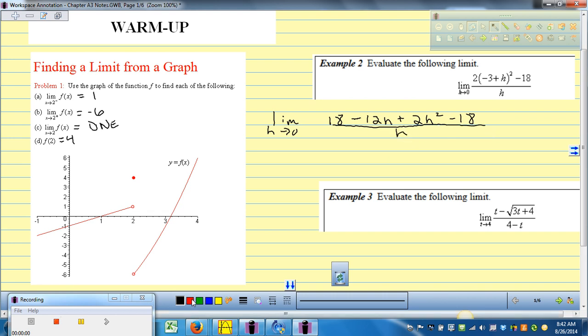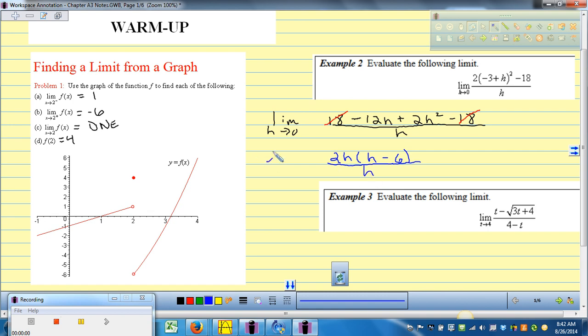All right, let's cancel what we can and get rid of what we can. What goes away? 18s are gone. And what can I factor out? h. We could do h or 2h. I see a 2h that can come out, leaving me with h minus 6. Is that correct? Okay, all over h.